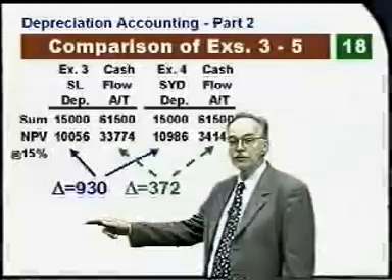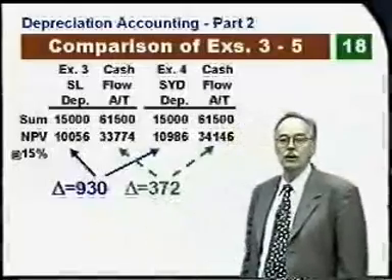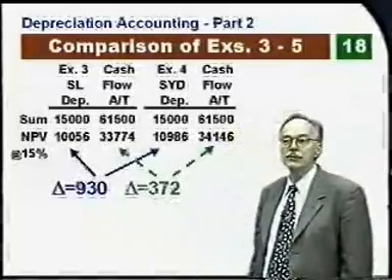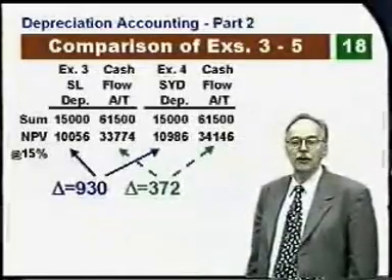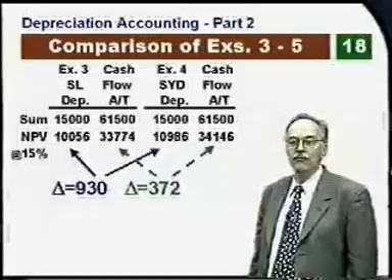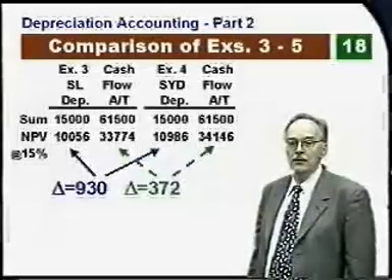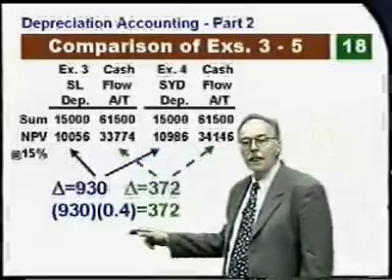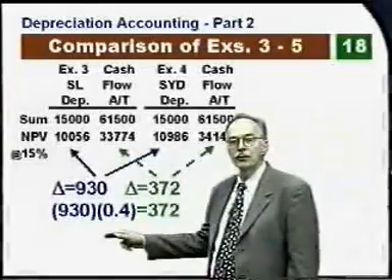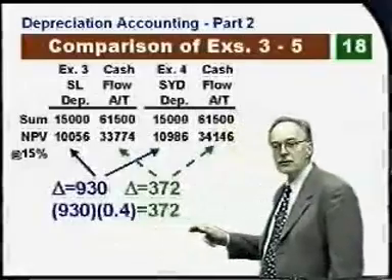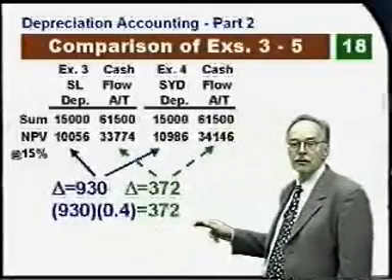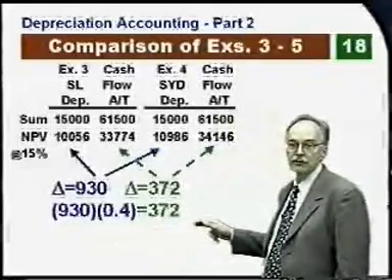And then we might ask, well, is there a relationship between these two numbers? It turns out there is. In this example, the marginal tax rate is 40%. And in this example, the marginal tax rate remains the same for all 5 years of operation. So in that situation, applying the marginal tax rate to the difference in net present value of depreciation amounts gives us the difference in net present value of the cash flow after tax amounts.